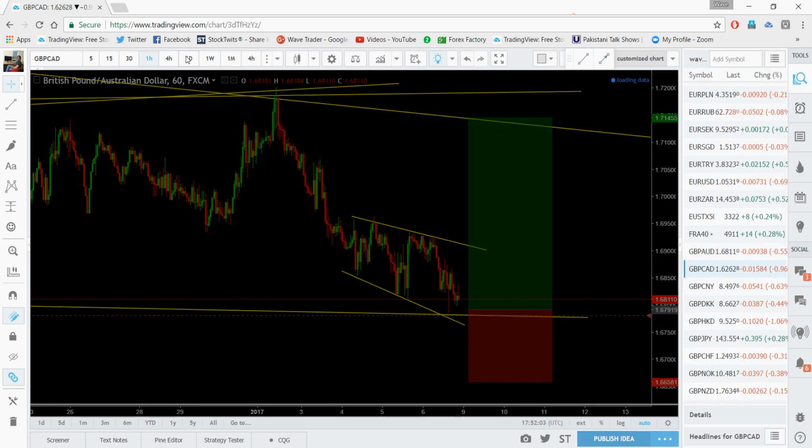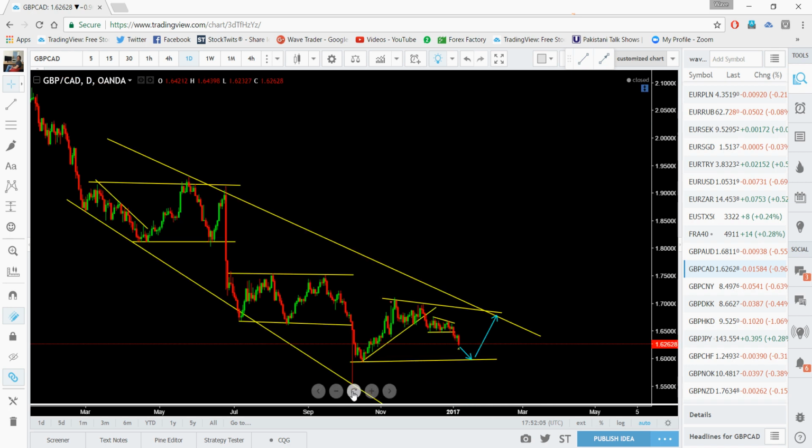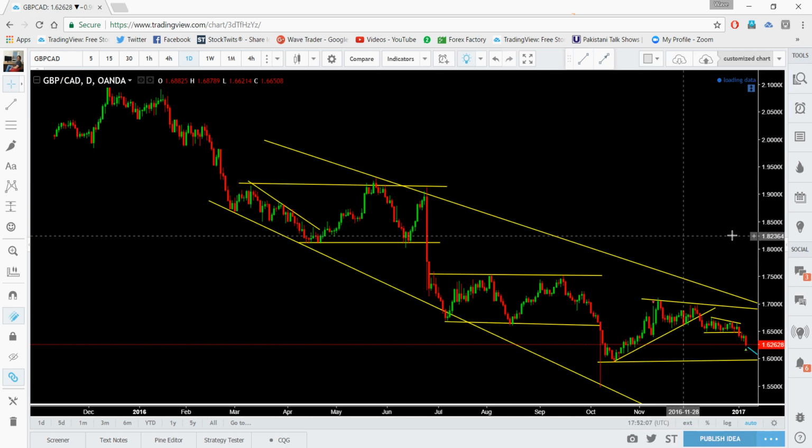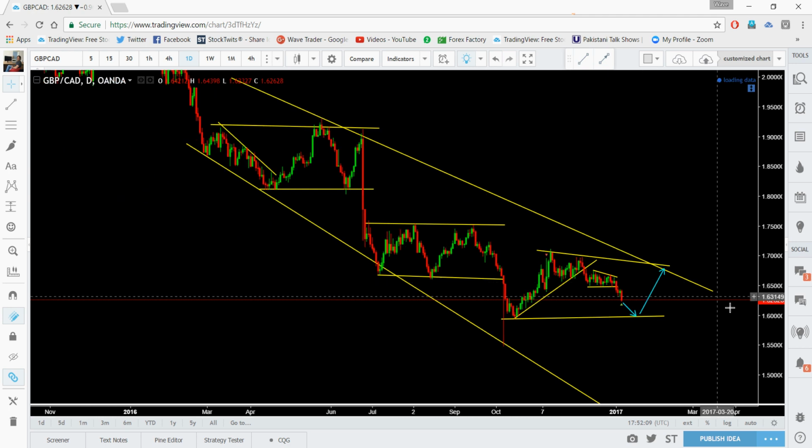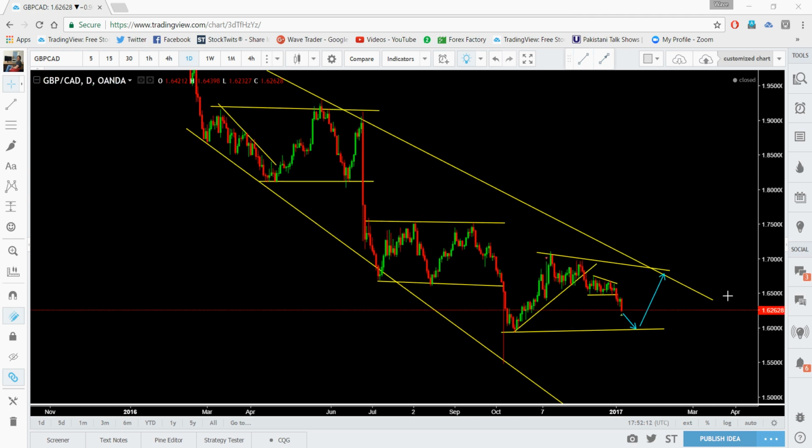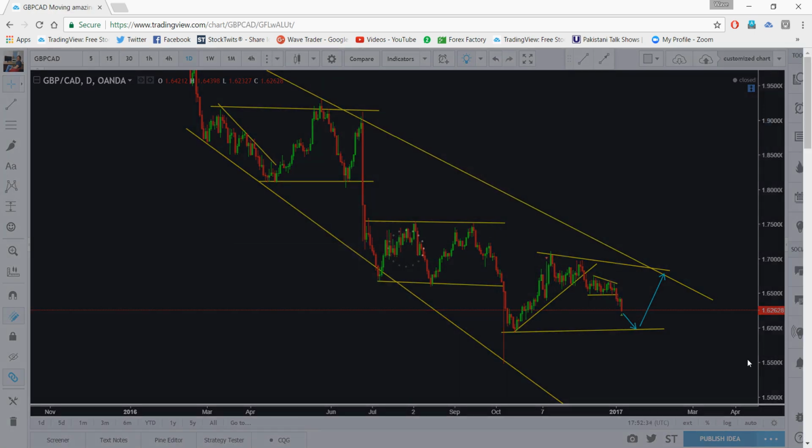Okay, so the idea I have posted on this pair is this. It can form a triangle, and then continuation. So we will look for this move now. This way, right? So the last move we were anticipating from the top is this. Now we're going to look for upside.